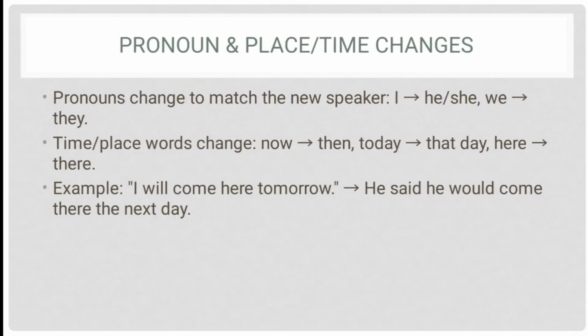Pronoun and time and place changes. When converting into indirect speech, pronouns must change according to the speaker. For example, I may become he or she, and we may become they. Time and place words also change. For example, now becomes then, today becomes that day, here becomes there. "I will come here tomorrow" becomes he said that he would come there the next day.